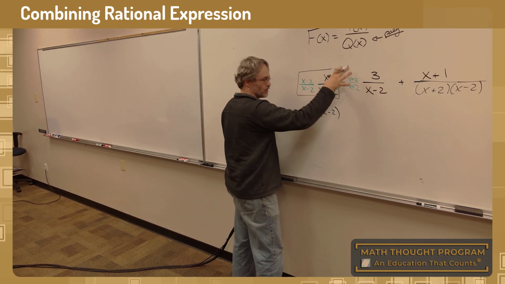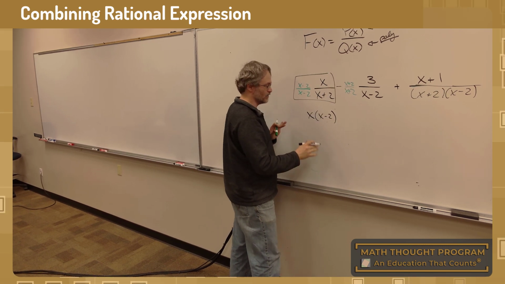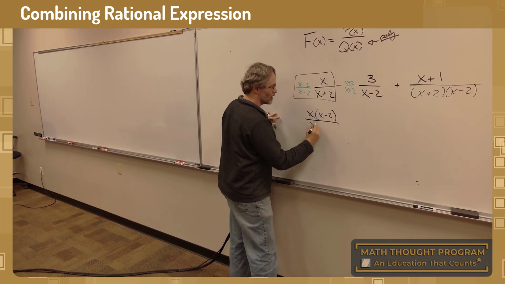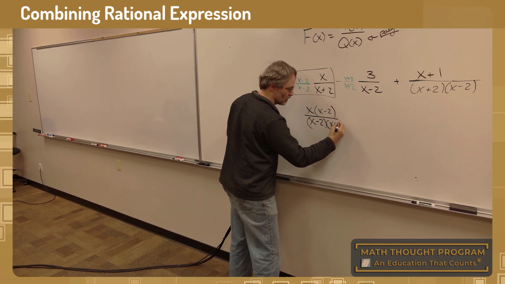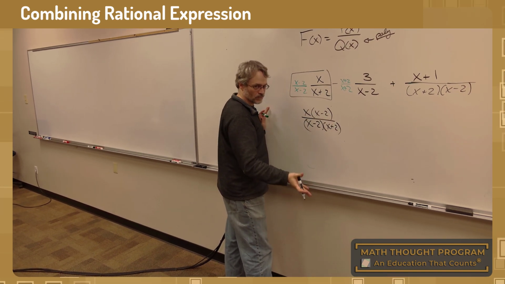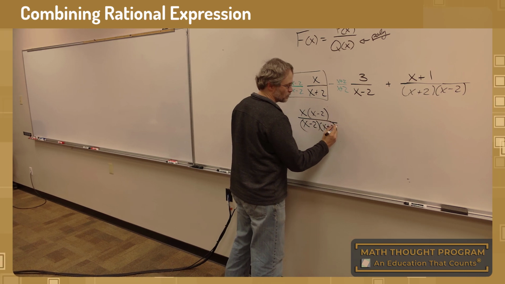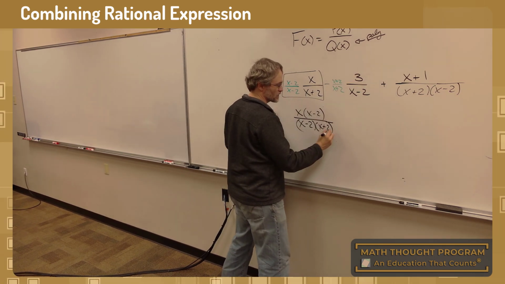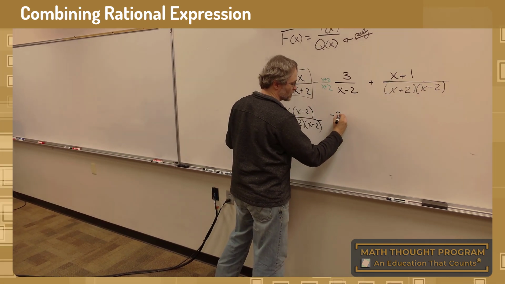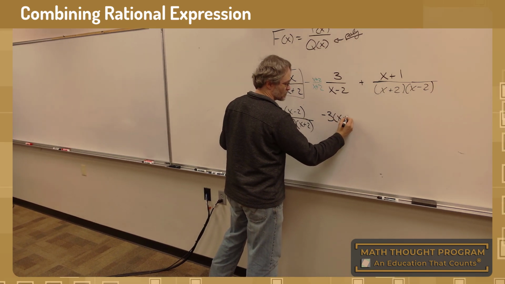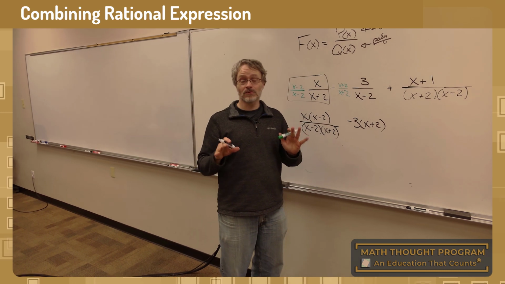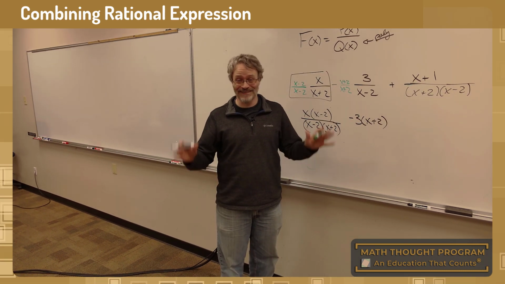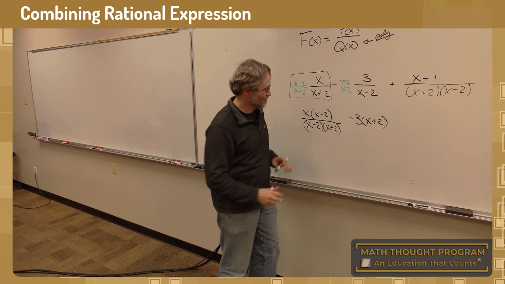And then here, whenever I see a negative, I do want to be a little bit cautious that I'll make any kind of distribution error. So for this piece, I would have something like -3(x + 2). In other words, guys, use parentheses. They're free. They're good. Use them.